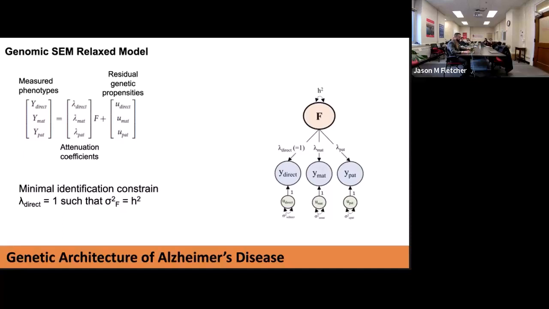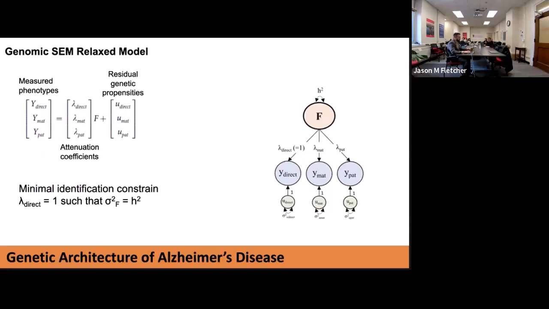In this model, the total genetic propensity toward Alzheimer's disease risk is represented as a latent factor, this F factor, and that is specified to affect the direct GWAS phenotype, Y direct, and the 2 proxy GWAS phenotypes according to this system of regression equations, where the vector of lambda coefficients are attenuation coefficients relating the F factor to the measured phenotypes, and the U terms represent residual genetic propensities toward each of the measured phenotypes that are independent of the genetic factor F and are uncorrelated with each other.